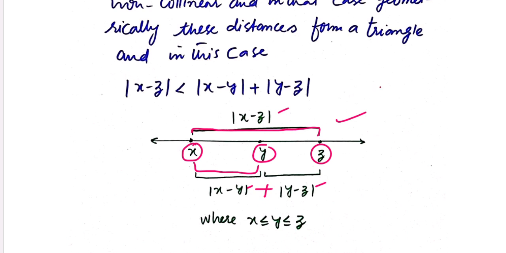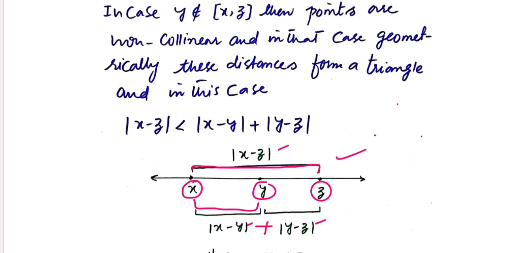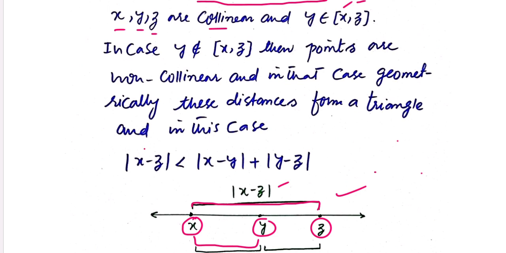In case y does not lie between x and z, the points will be non-collinear, and in that case these three points will form a triangle, and in case of a triangle we will follow the triangle inequality. So when y does not lie between x and z, these points are non-collinear, and geometrically these distances form a triangle, and in this case the absolute value of x minus z is less than the absolute value of x minus y plus the absolute value of y minus z. That is the triangle inequality.